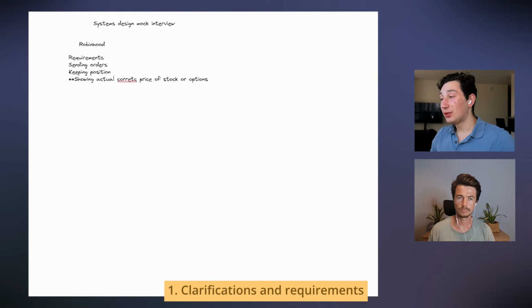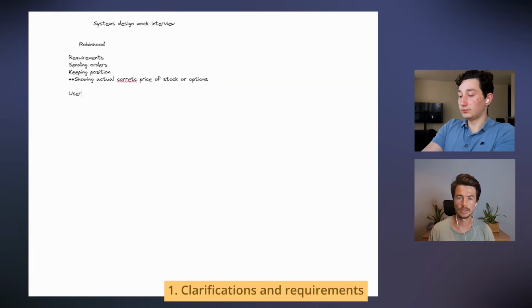So I guess my question for you, Tom, then would be, what are the type of capacity estimates we're looking at? Basically, how many users and how many stocks per user were you thinking? Yeah, sure. Let's say 100 million users and around 100 stocks per user. 100 million and 100 per user.